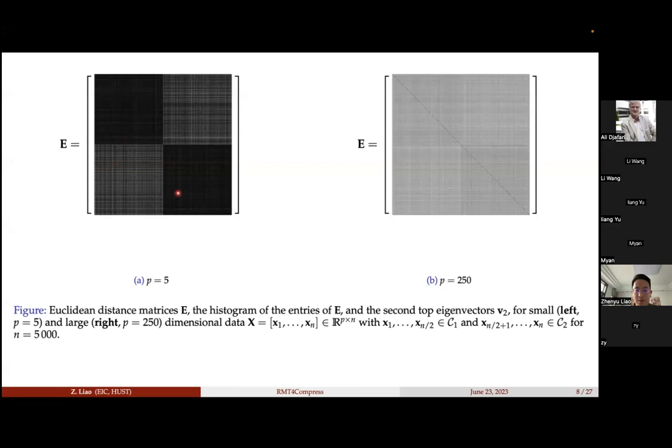I did this on purpose because I separate all the n data points into two parts. The first half of the data points, from the first to the n over 2, are drawn from class C1, and the remaining half are from C2. So in the case of p equal to 5, where small dimensional intuition holds, this leads to this Euclidean distance matrix. We understand it because this first block, we say, is a bit darker.